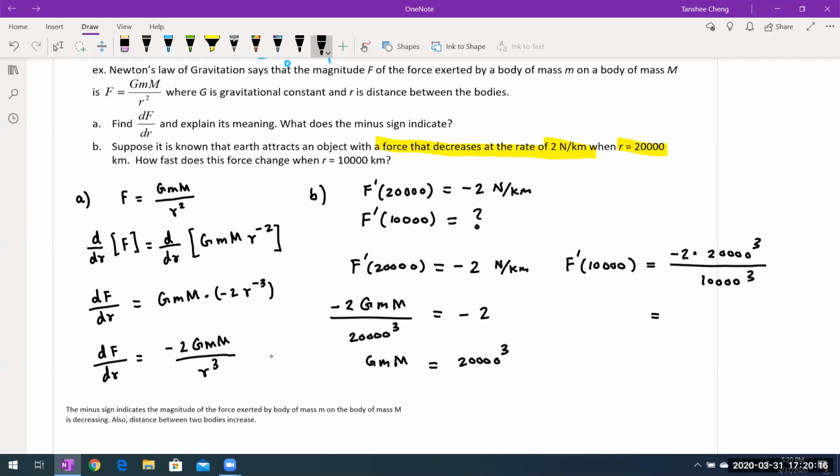all the 0s will cancel out. 2 to the third power is 8. 8 times -2 is -16 Newton per kilometer. So that's how fast the force is changing when two bodies are about 10,000 kilometers apart.